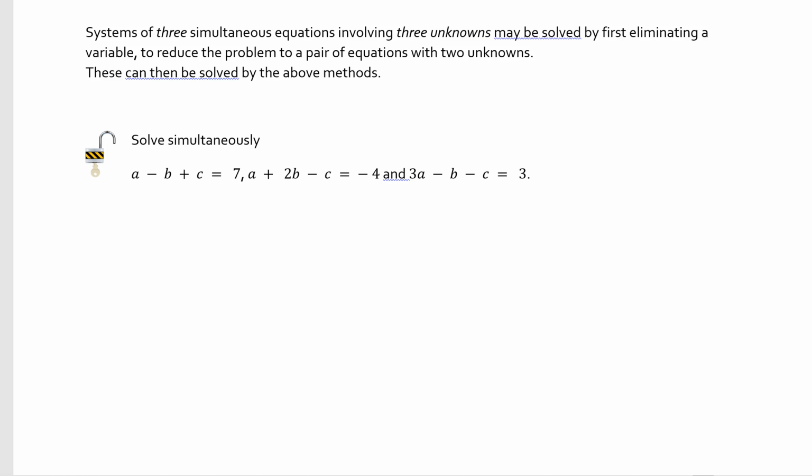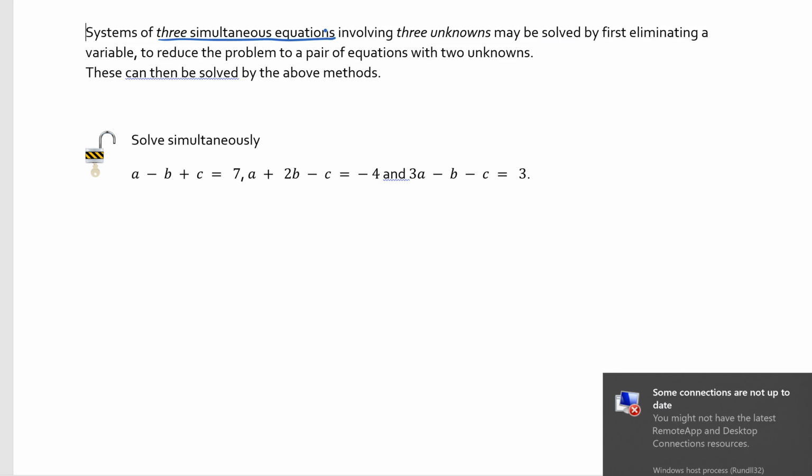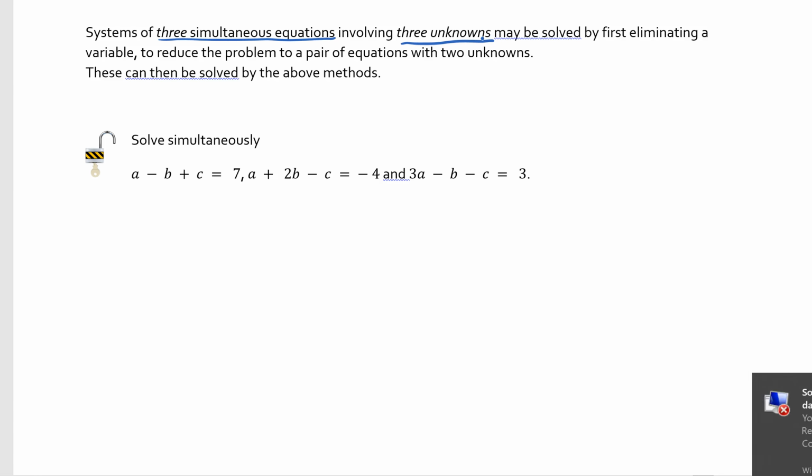Okay, so now we're going to take things to a whole new level of tediousness. And we're going to look at solving systems of 3 simultaneous equations with 3 unknowns. So the number of equations corresponds to the number of unknowns. Thank goodness 4 unknowns is not part of the course, or we'd need 4 equations.